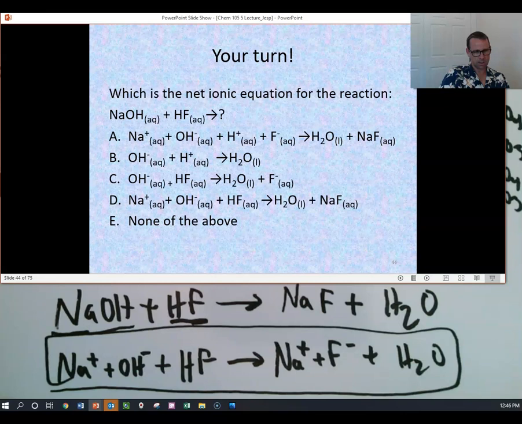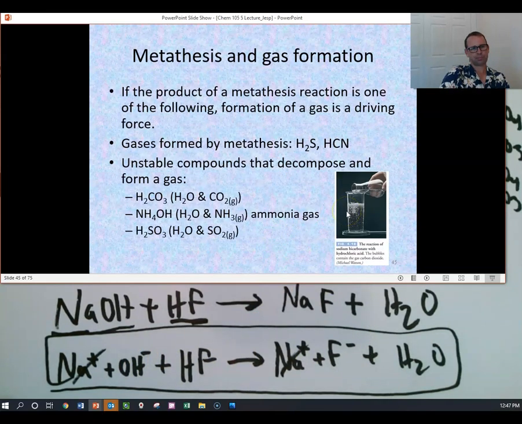Oh, sodium. That's right. Sodium ion is a spectator ion. So that's why the answer to this problem is C, hydroxide ion plus hydrofluoric acid yielding water and the fluoride ion. Very good.